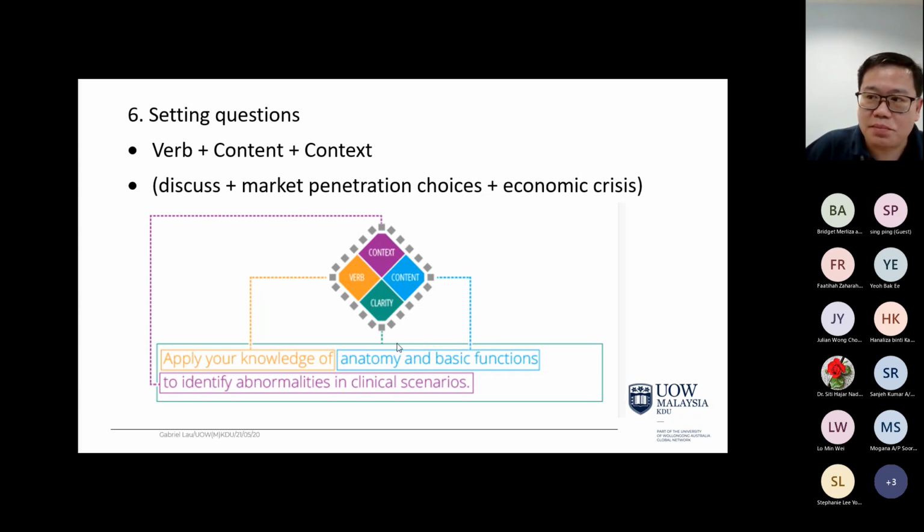And all of this must have clarity. Make sure it is clear. So it's all in this little box. These 3 things are critical. When you write your question, you want to make sure you write a good question. Very easy. Just make sure you have these 3 things: verb, content, context.